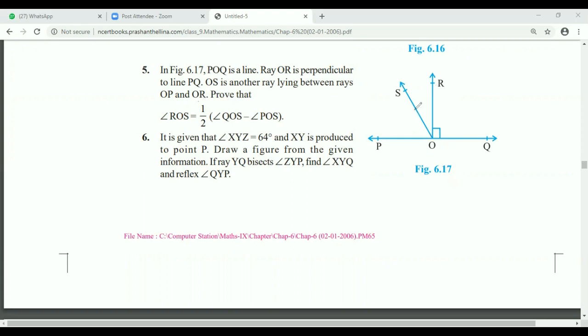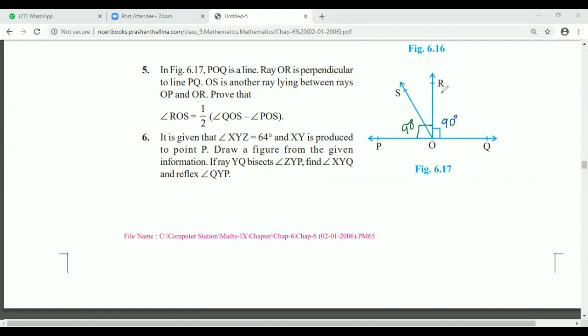So there is a straight line PQ. PQ is given as a straight line and OR is a perpendicular line. That means that it makes a 90 degree angle on both sides. So this is 90 degree, as well as you can find another 90 degree on the other side. So this is also 90 degree. That is angle POR and ROQ, both have measurement 90 degree.